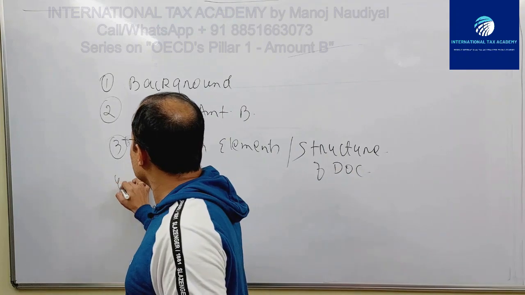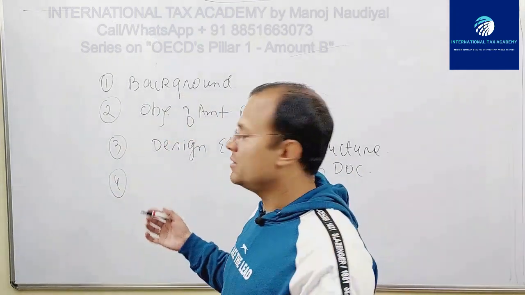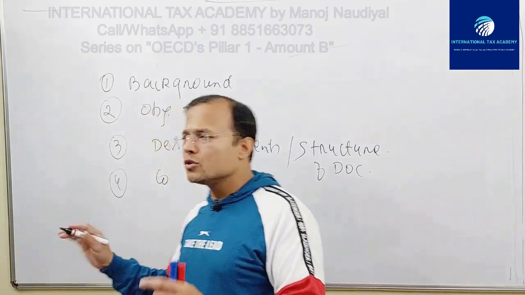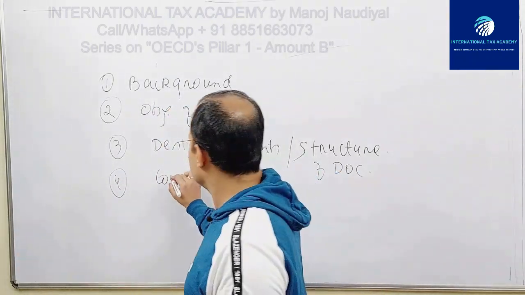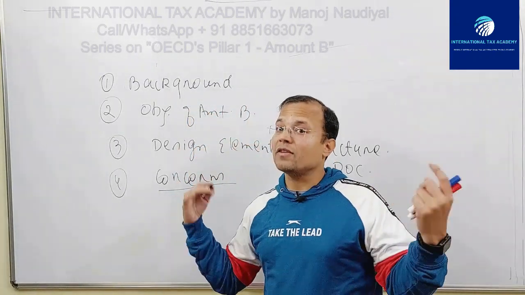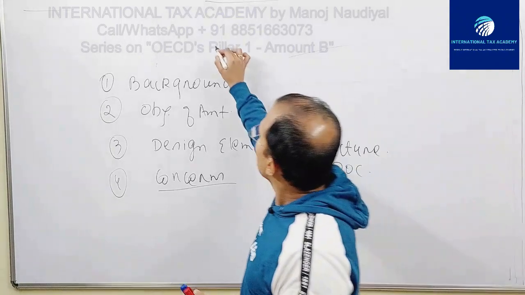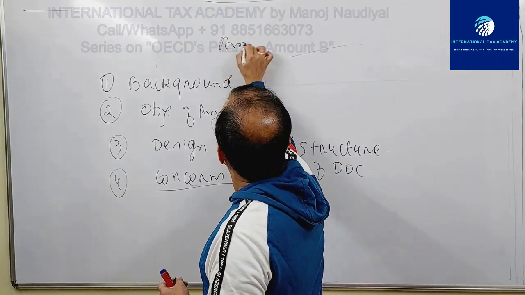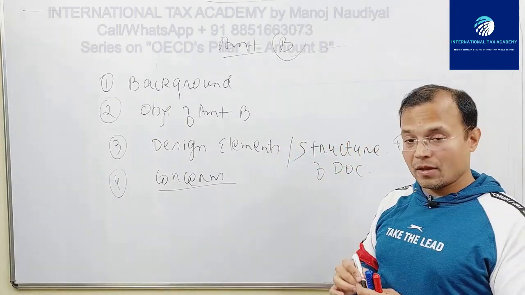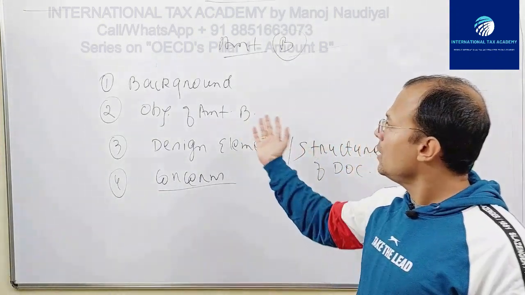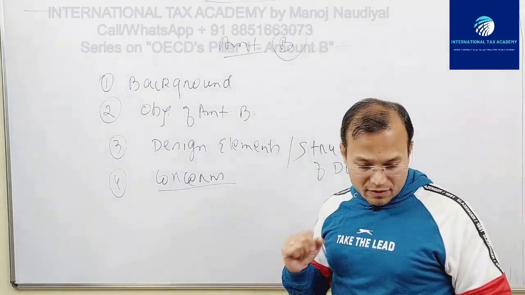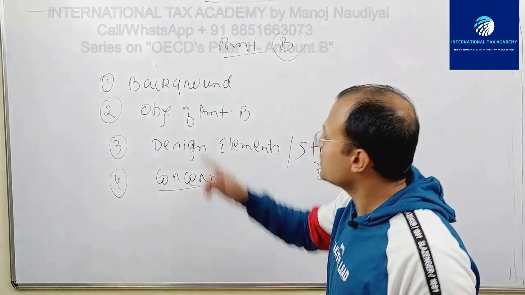And fourth, we'll have a small discussion on the concerns or challenges, but challenges would be a very, very strong word. So let's keep it the way it is, concerns. Concerns of the OECD, concerns of the Inclusive Framework regarding Amount B. Fine. So this is the agenda for today's video: background, objective of Amount B, design elements, structure of the document, and then concerns. Let's move. Let's take up the background.